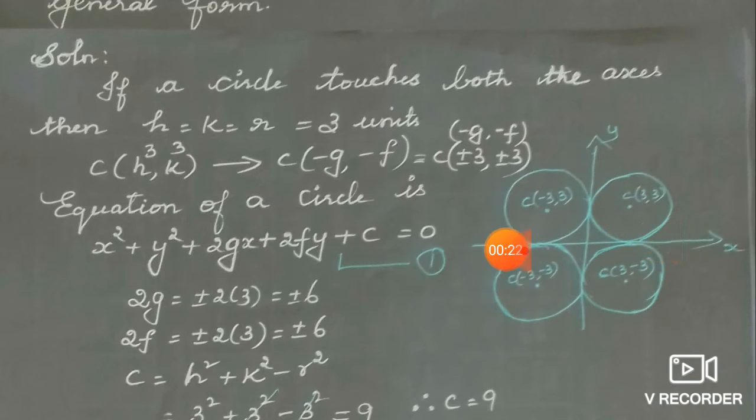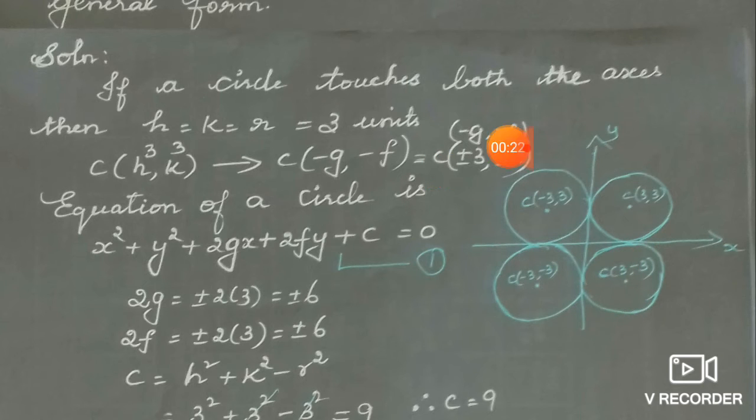In the same way, in the second quadrant, the circle touches the negative x-axis and the positive y-axis. In the third quadrant, the circle touches the negative x-axis and the negative y-axis. And in the fourth quadrant, the circle touches the axes like this.